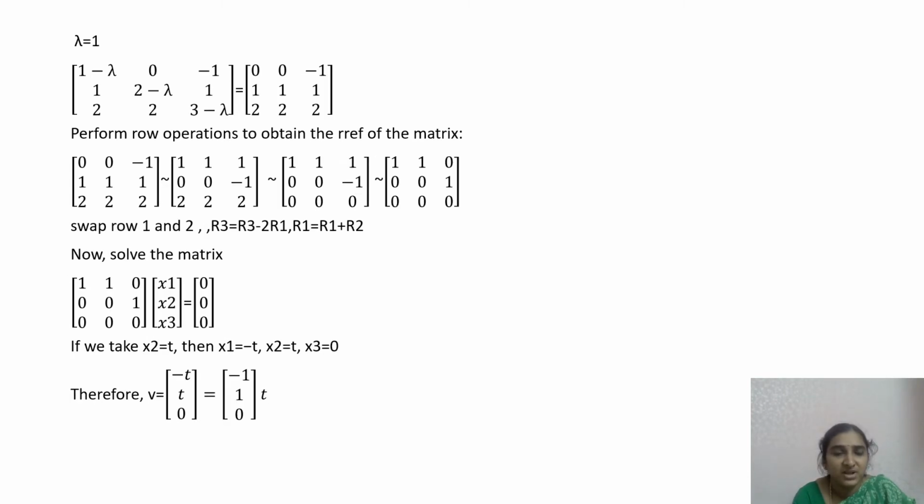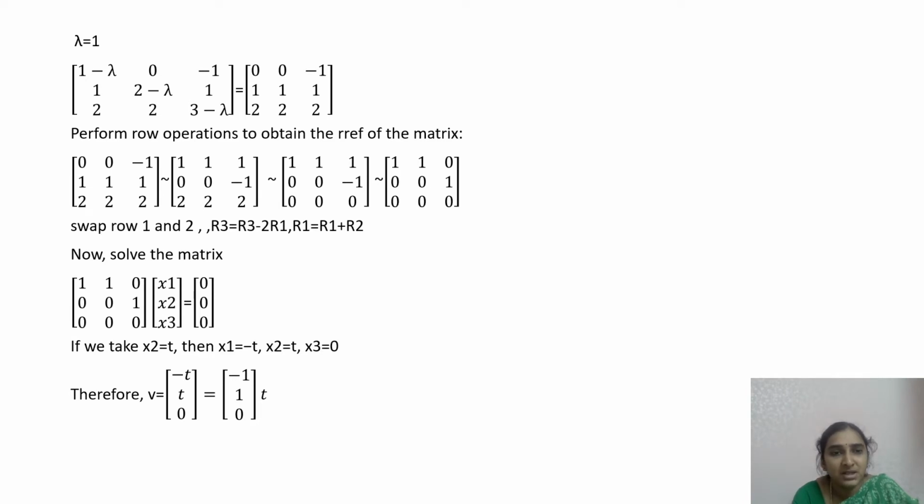Now let us find the eigenvector for the eigenvalue lambda is equal to 1. Let us consider the matrix [1 - lambda, 0, -1; 1, 2 - lambda, 1; 2, 2, 3 - lambda]. Substitute lambda is equal to 1 in this matrix. The resultant matrix would be [0, 0, -1; 1, 1, 1; 2, 2, 2]. Perform row operations to obtain the row reduced echelon form of the matrix.